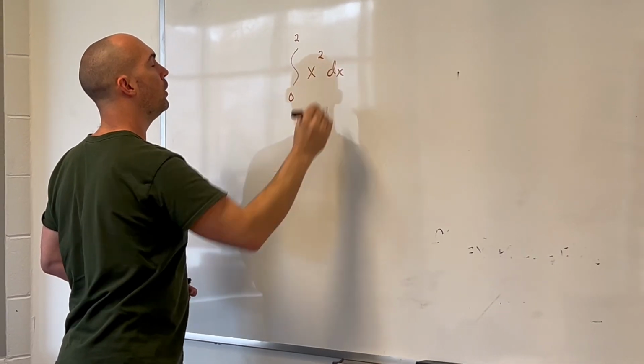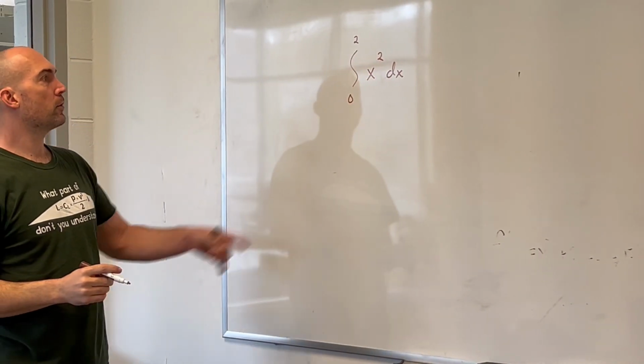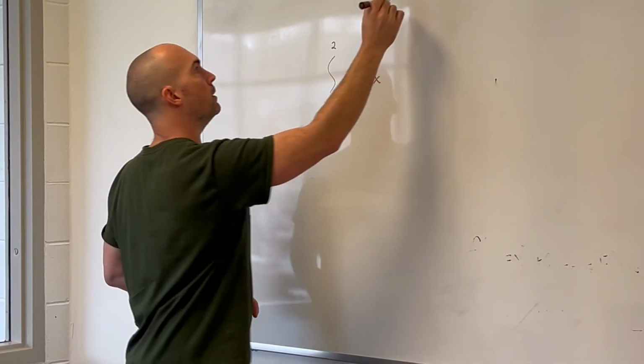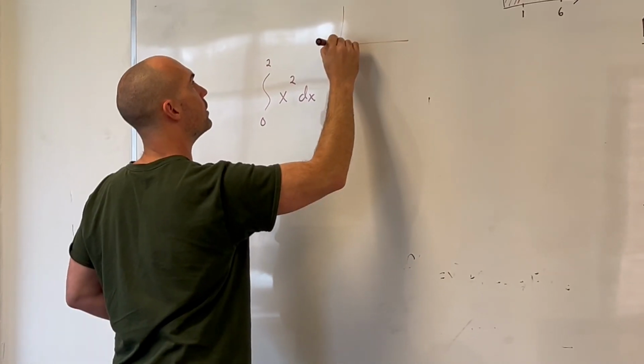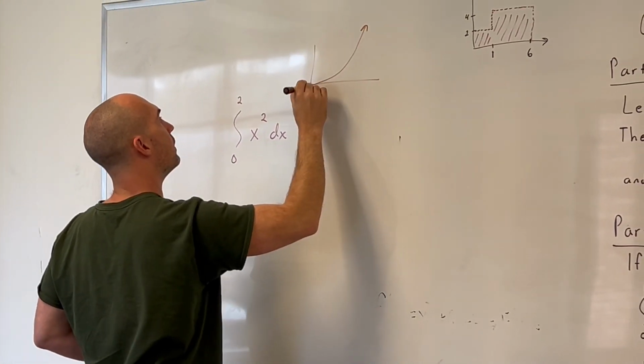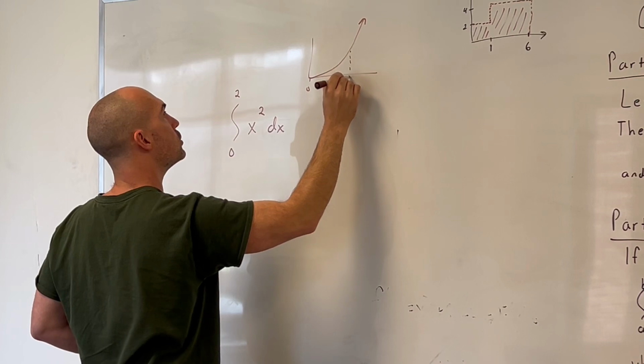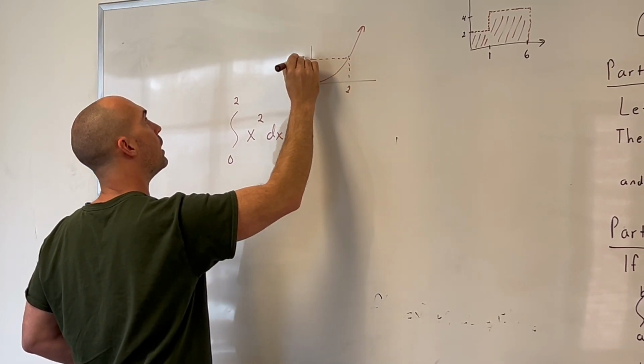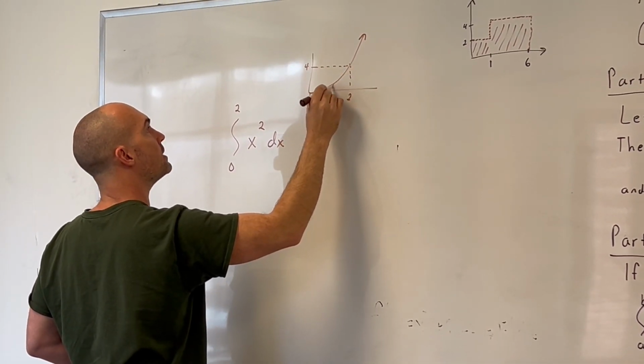Okay. What is the integral from 0 to 2 of x squared dx? So in picture form, this is what we're looking at. Here's the function x squared. This is 0. This is 2. This would be 4, obviously. And we want to find all of this area right here.